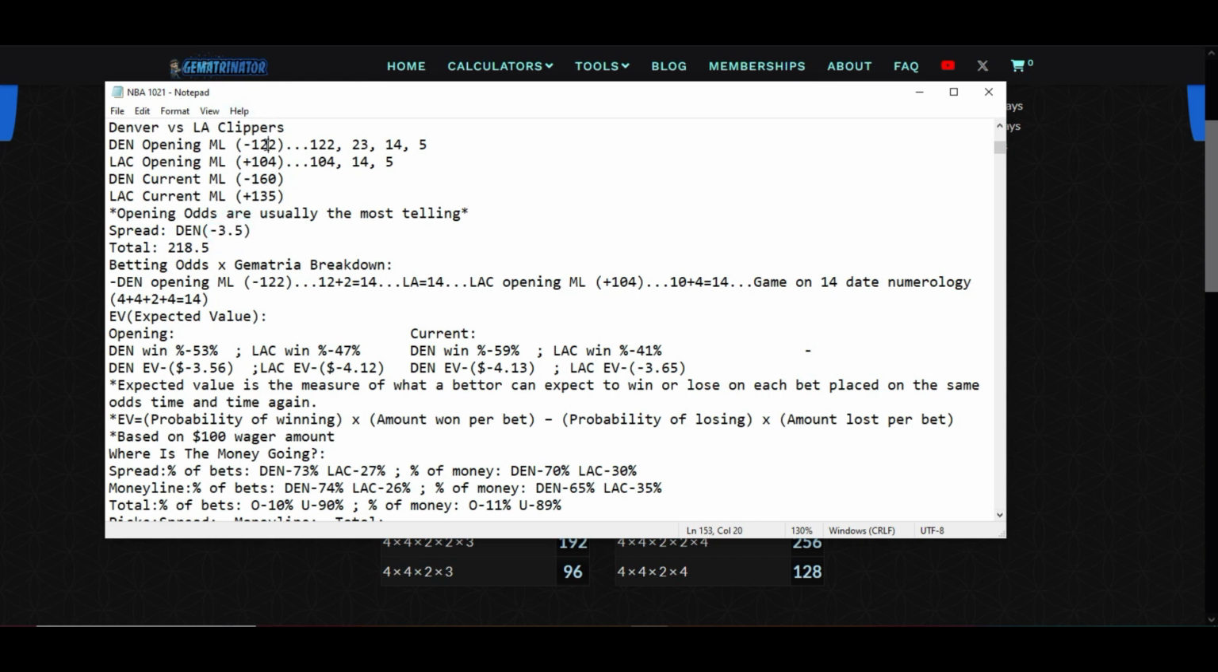All right, Denver versus the Clippers. Minus 122, plus 104 opening. Nuggets versus Clippers. Currently minus 160, plus 135 for the Clippers. 3.5 point favorite for the Nuggets. Total is at 218.5. Denver opening money line, minus 122. 12 plus 2 equals 14 if you separate the integers. LA equals 14, like Los Angeles.